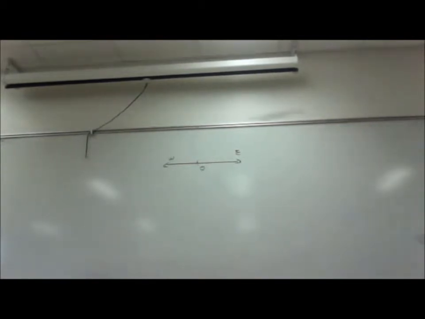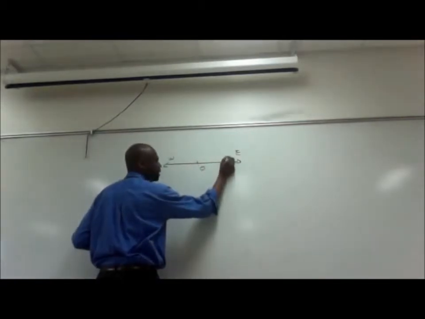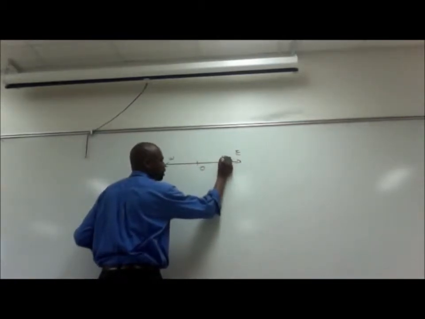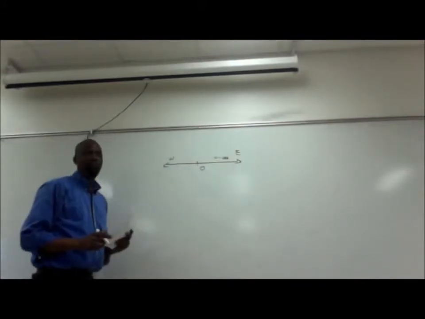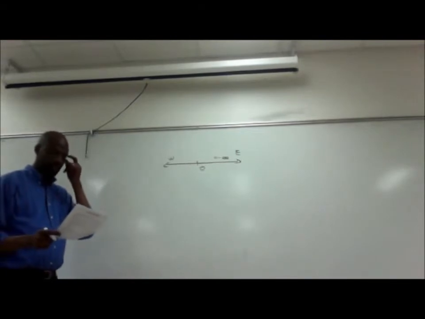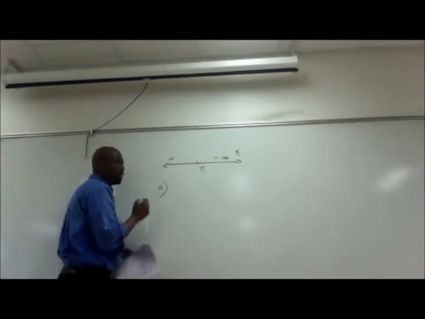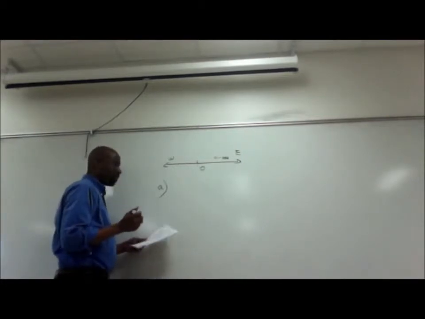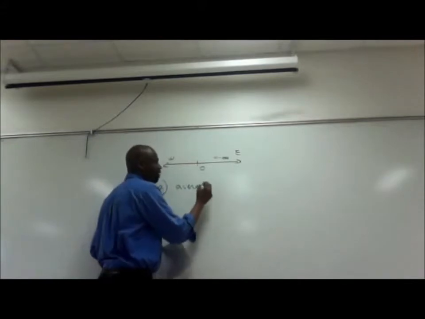All right. So we have a train going from east to west. They say find the average acceleration. So A, the average acceleration, is going to be what? How are you going to find average acceleration?